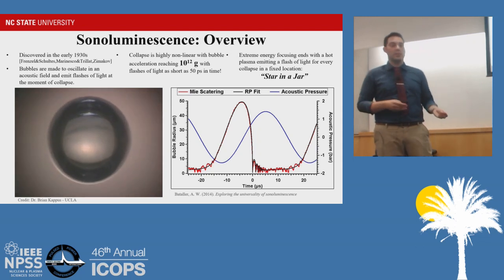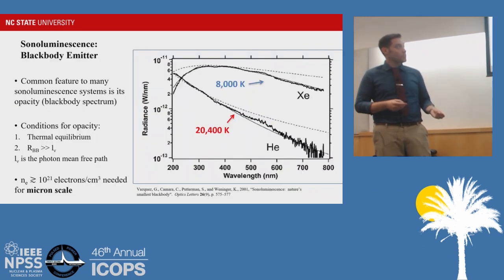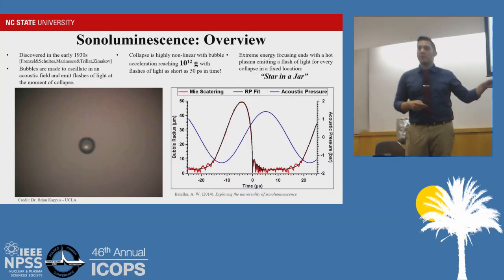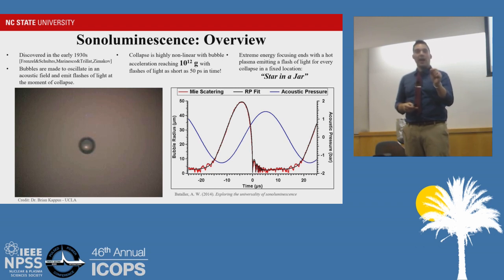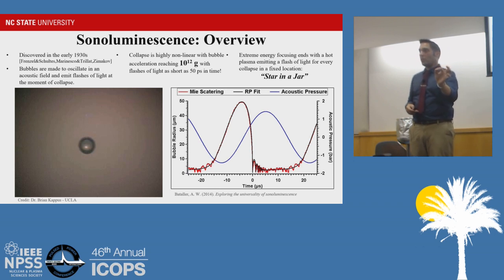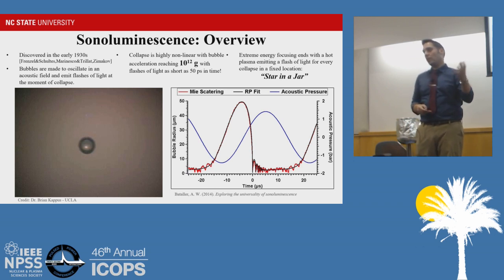And that is given the nickname star in a jar because when you're in an acoustic system, you'll have a bubble that's trapped, say, in an antinode, and it will be emitting flashes of light at 20,000 times a second, and so it'll just hover there as a point source of light, and so that's why it got its name.